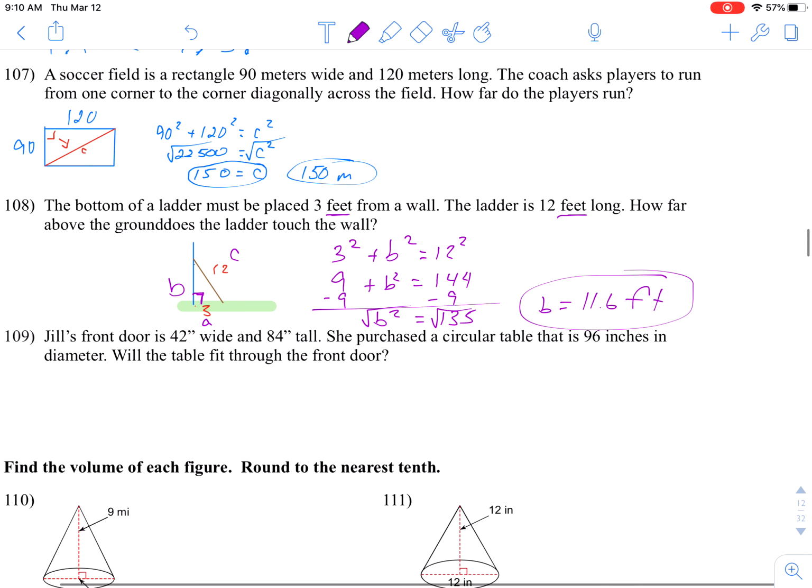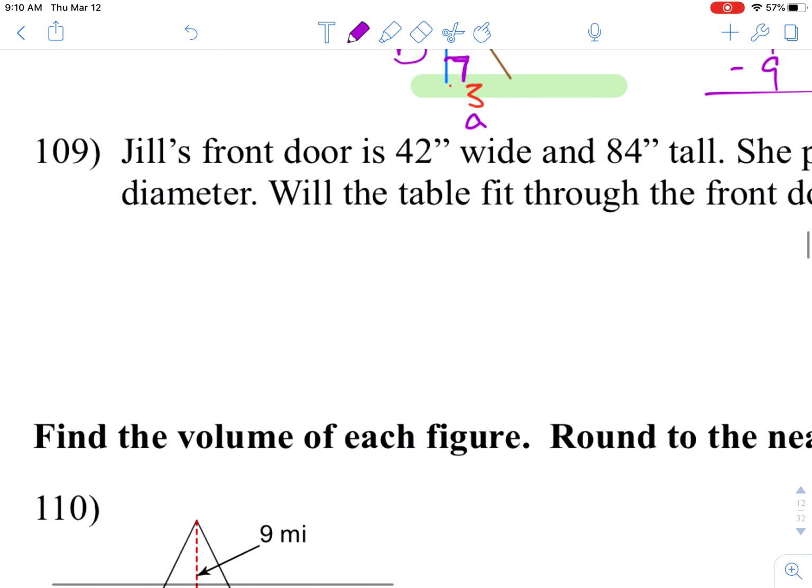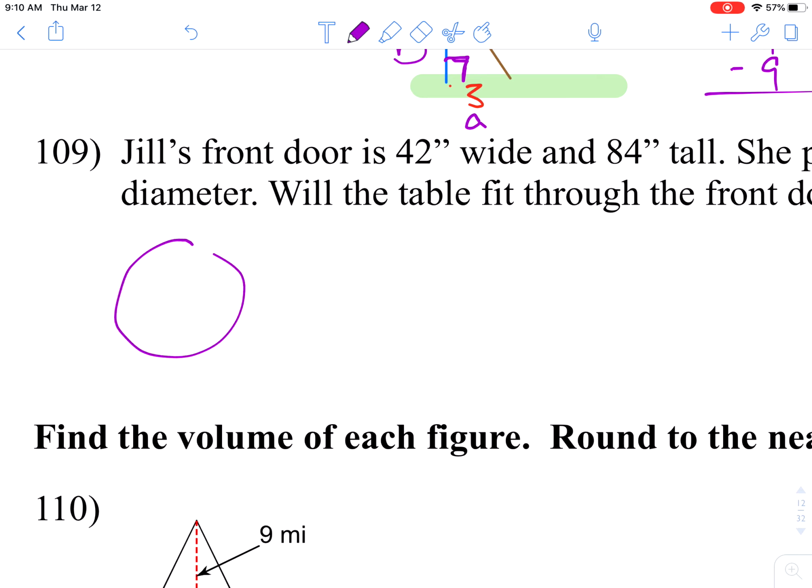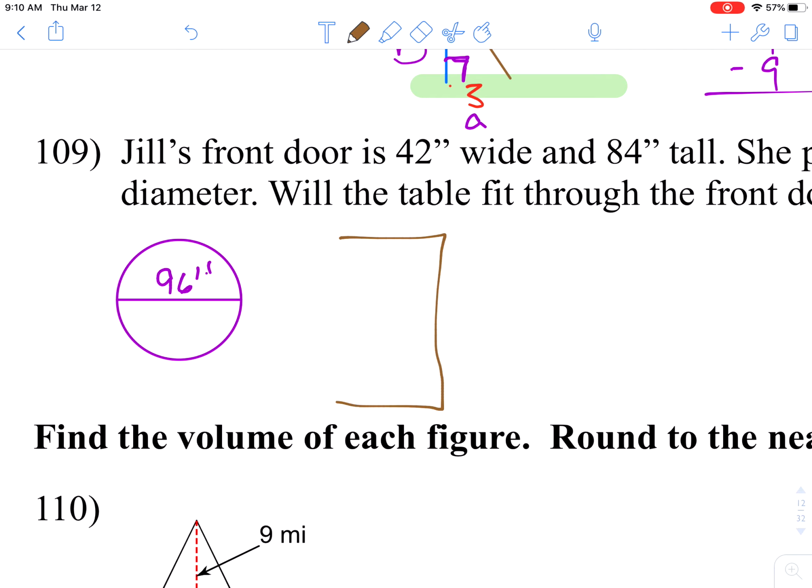Looking at the next problem, it says Jill's front door is 42 inches wide and 84 inches tall. She purchased a circular table that is 96 inches in diameter. And so will the table fit through the door? And so we've got this circular table, and the diameter from one side to the other is 96 inches. But we want to see if it's going to fit through a rectangular door that is 42 by 84.